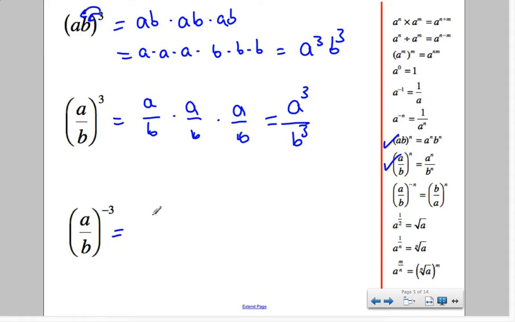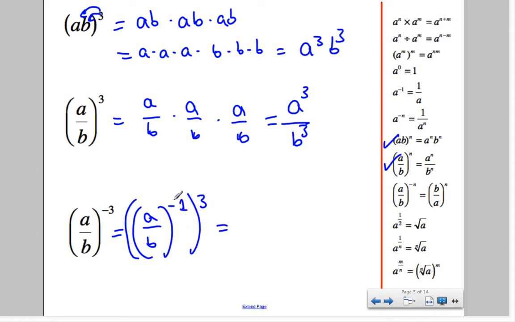This one's a little bit trickier, so let's approach it this way maybe. Let's call this a over b to the power of negative 1, to the power of 3. If you remember in this rule here, we said that we could multiply those two together. So minus 1 times 3 is the same as negative 3. So those two things are the same.